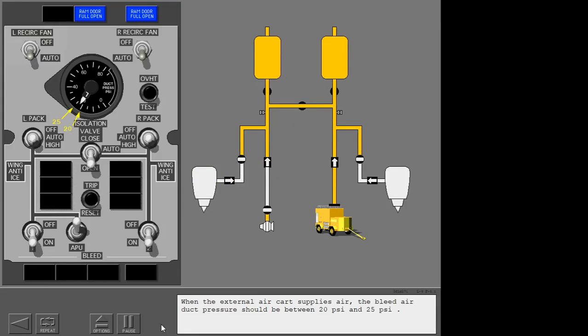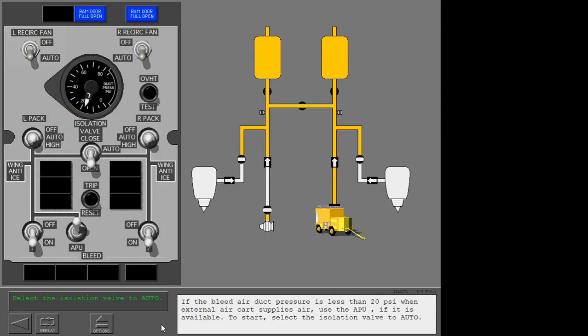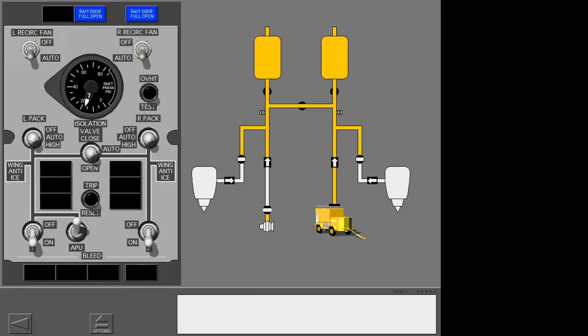When the external air cart supplies air, the bleed air duct pressure should be between 20 psi and 25 psi. If the bleed air duct pressure is less than 20 psi when an external air cart supplies air, use the APU if it is available. To start, select the isolation valve to auto. Now, turn on the APU bleed.